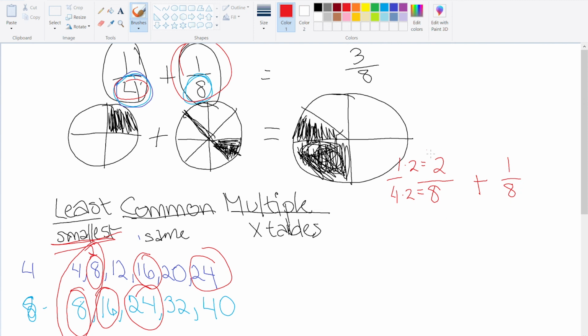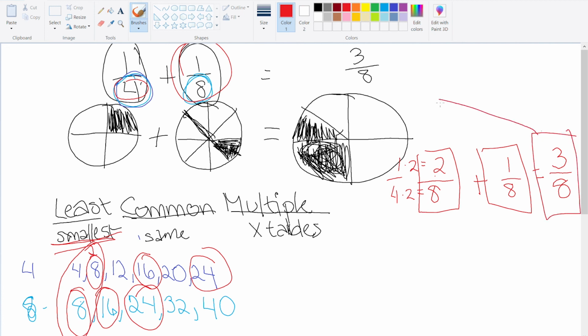So now I have 2 over 8 plus 1 over 8. And when you add or subtract fractions, you combine the numerators, and that common denominator is the denominator. So I have 2 plus 1, which is 3 over 8. And so now we see this 3 over 8 matches the drawing that we made and what we knew was going to be the fraction.